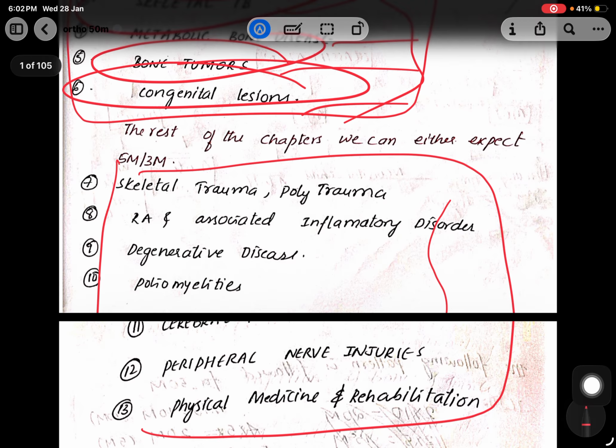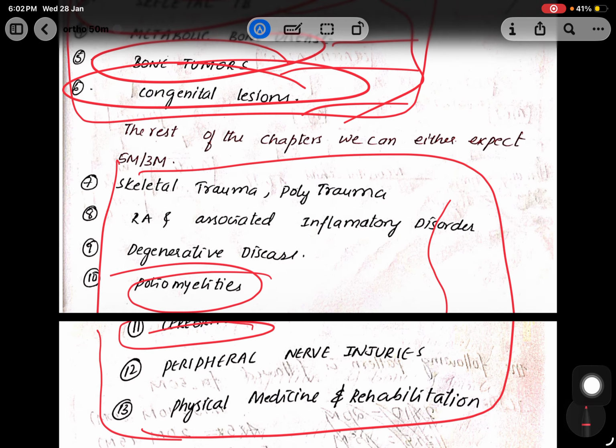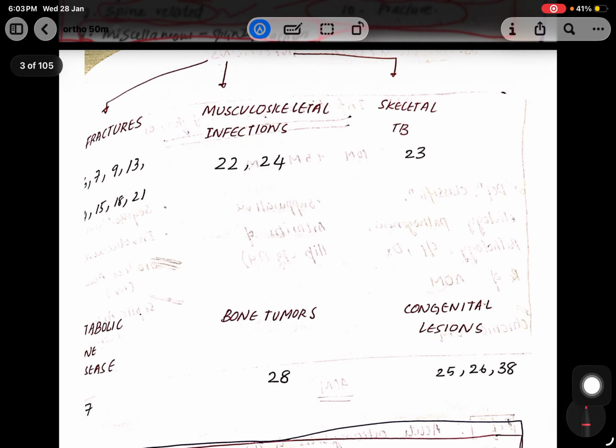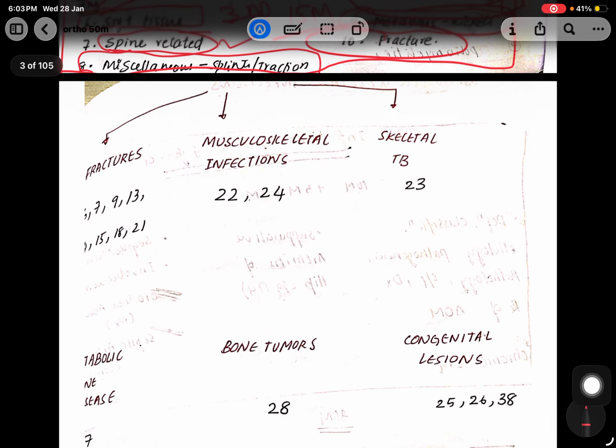See, again I want to talk a few things about poliomyelitis and cerebral palsy. Though these are included in competency, not many questions are being asked. So make sure you study something about cerebral palsy and poliomyelitis, so that you never leave any question blank. That's it. Okay, coming to, we will follow the same approach.